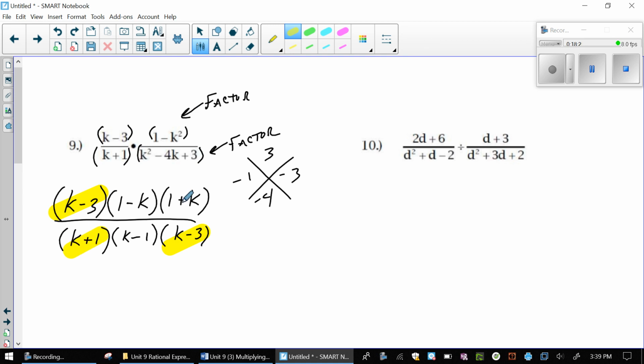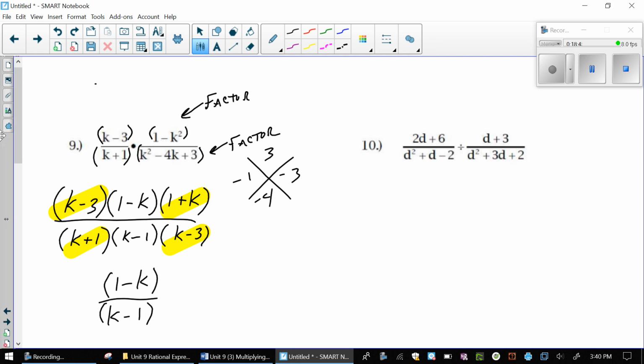K plus 1, 1 plus k. Those are the same thing. All right. Now, here's what's interesting about this. I notice now what's left is not exactly the same, right? 1 minus k and k minus 1 are not exactly the same thing, so I can't cancel them out.